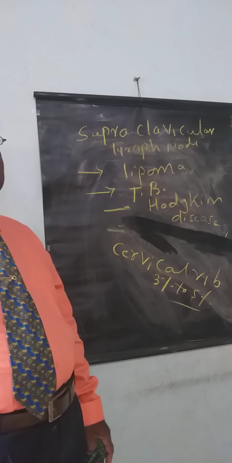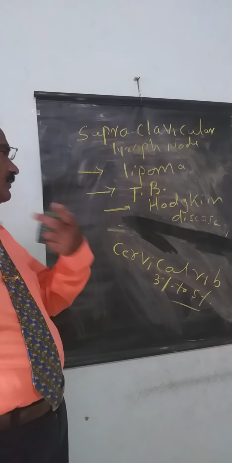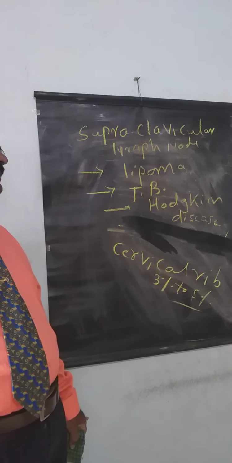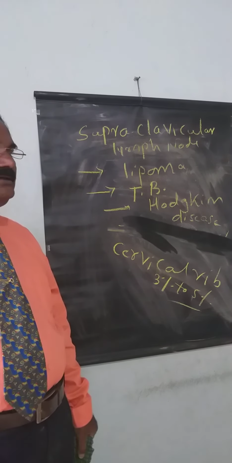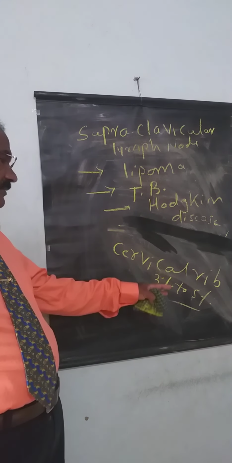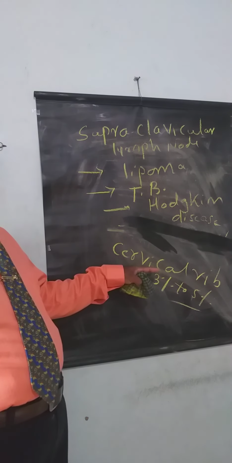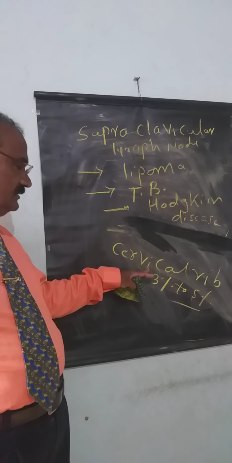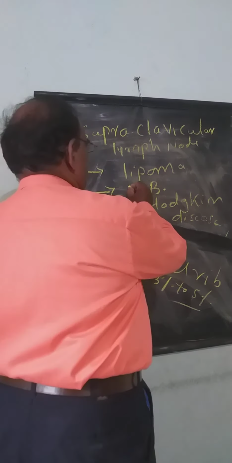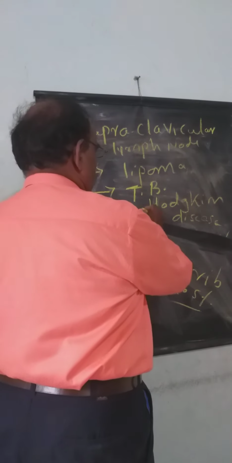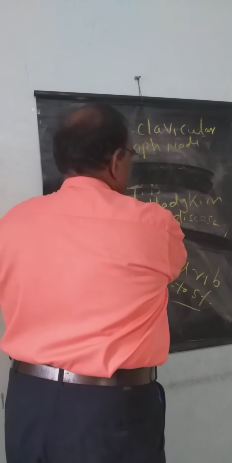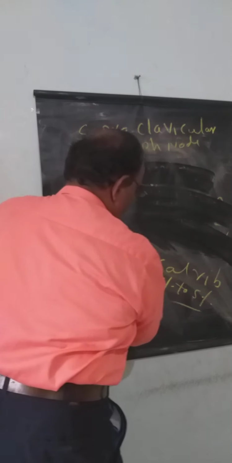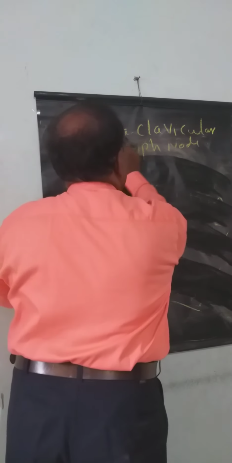When the cervical rib is present, it compresses the structures we have seen, the contents present in the subclavian triangle. It requires surgical correction. In tuberculosis, there is enlargement of lymph nodes. Hodgkin disease is a disease of the lymph node. Lipoma is nothing but an abnormal collection of fat, adipose tissue.